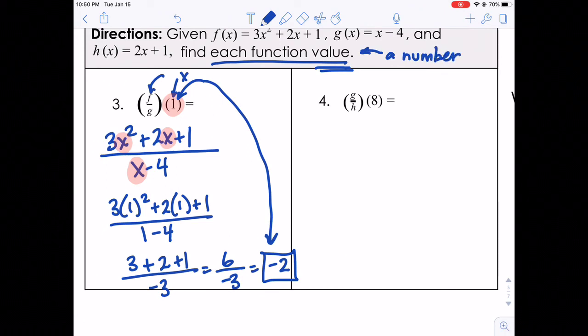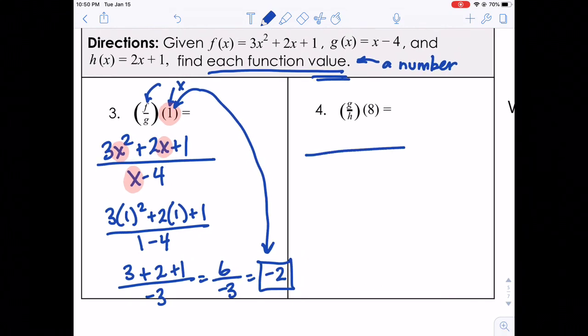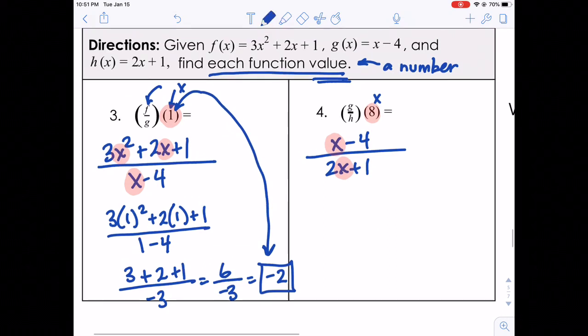Okay. Last example, number 4, it says g over h. So g is going to be x minus 4. H is 2x plus 1. And they're telling us that we're substituting in an 8 every time that we see an x. So this x is changing to an 8. That x is changing to an 8. So I'm going to have 8 minus 4 over 2 times 8 plus 1.